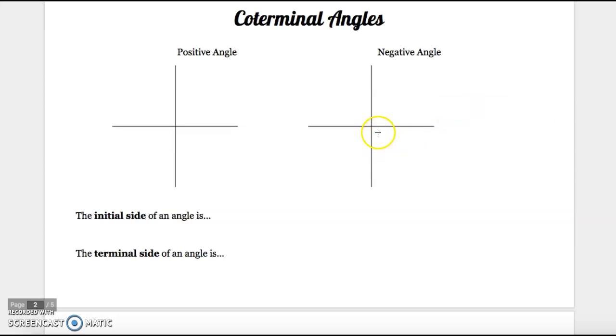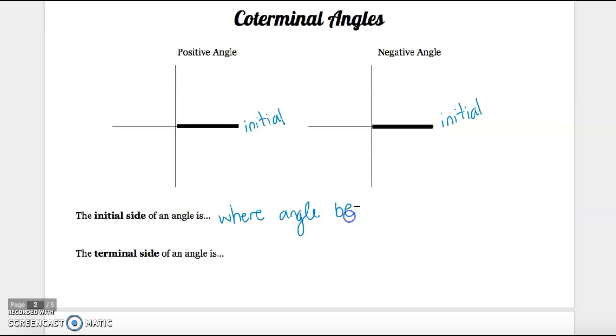start drawing our angles from a very particular side of our axes. So that means we always start drawing our angles from here. It's the initial side, and we would say that the initial side of an angle is where that angle begins. And then which way you draw the angle determines whether it's positive or negative.